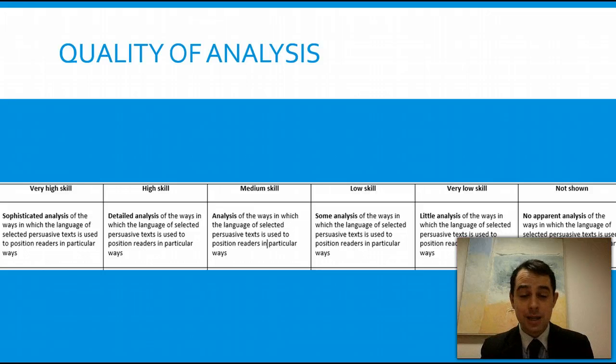Okay, so the first sentence in each of the different categories is this sentence which reads something along the lines of, we read the medium skill one there, analysis of the ways in which the language of selected persuasive text is used to position readers in particular ways.